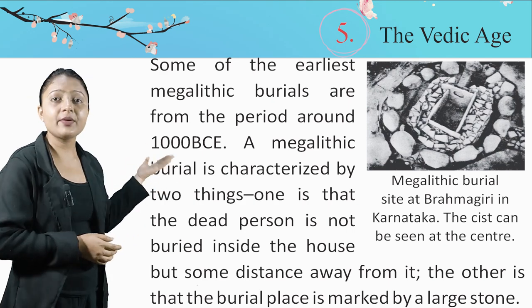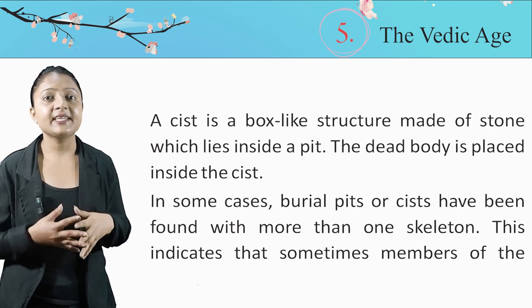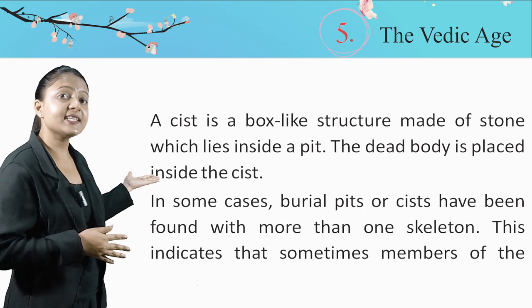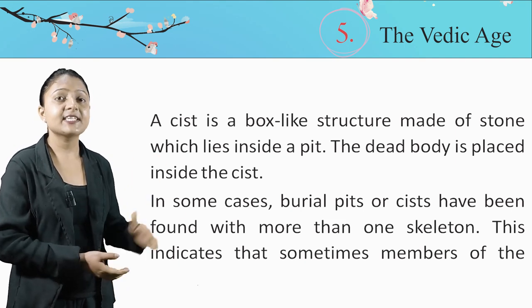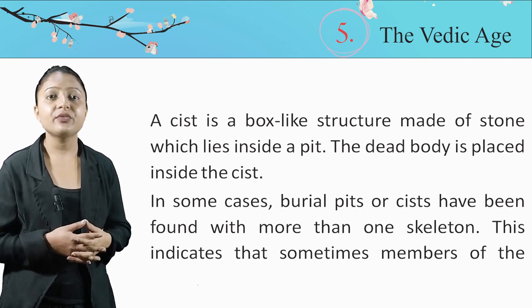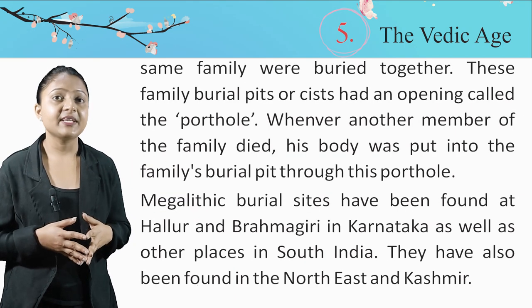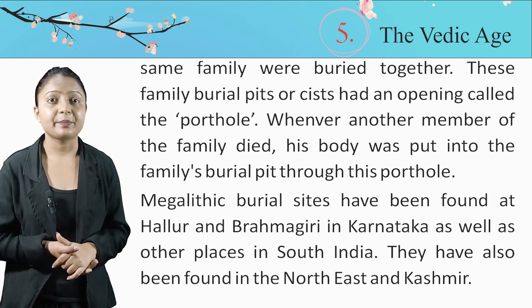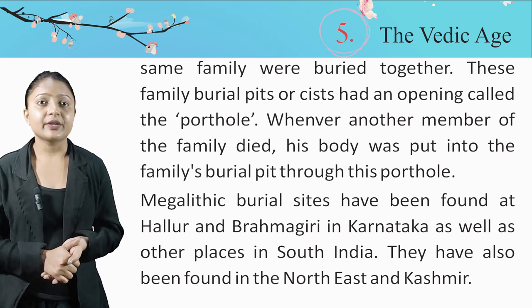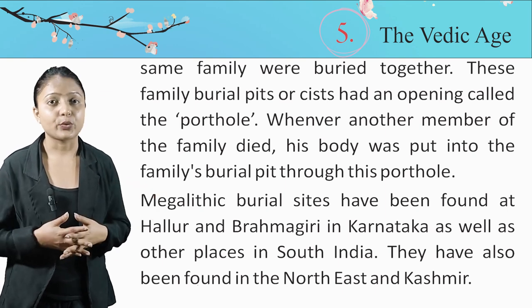This is the image of a megalithic burial site at Brahmagiri in Karnataka. The cist can be seen at the center. A cist is a box-like structure made of stone which lies inside a pit. The dead body is placed inside the cist. In some cases, burial pits or cists have been found with more than one skeleton. This indicates that sometimes members of the same family were buried together. These family burial pits or cists had an opening called the porthole. Whenever another member of the family died, his body was put into the family's burial pit through this porthole.